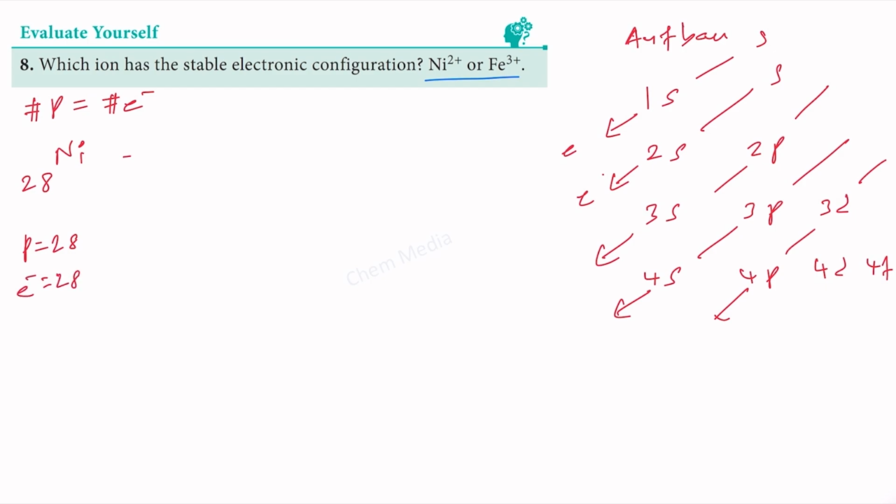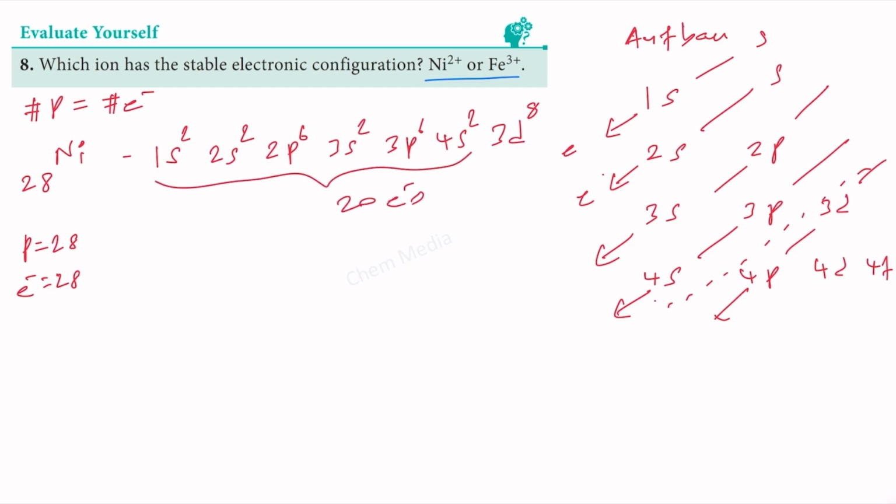So let us write the electronic configuration: 1s2, 2s2, 2p6, 3s2, 3p6, and then 4s2, and then after 4s2 we are going to 3d. In 3d we should have only 8 electrons, because until here it counts to 20, isn't it? 20 electrons and then plus 8. So therefore 28 electrons. Now if we say Ni2+, this means we remove 2 electrons.